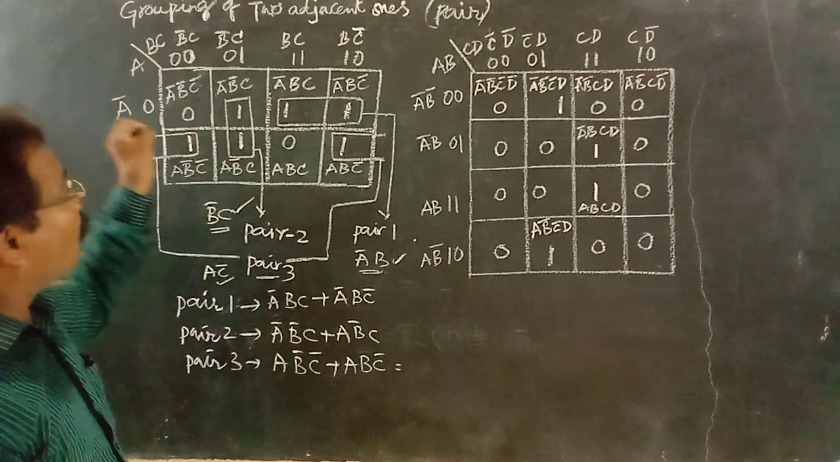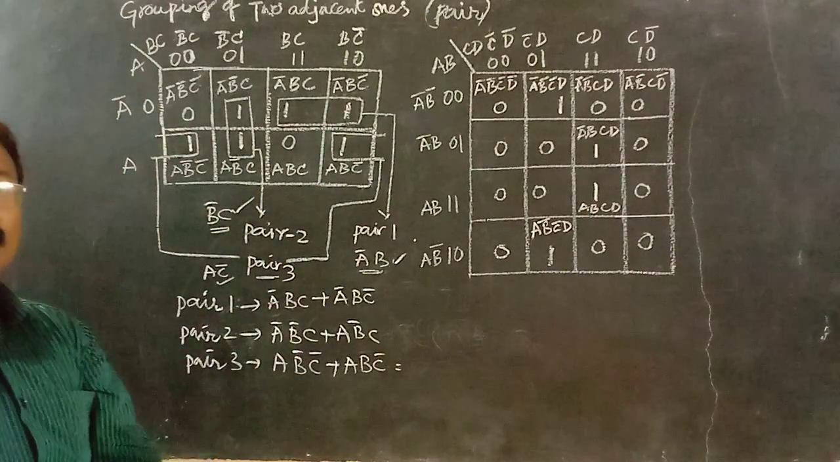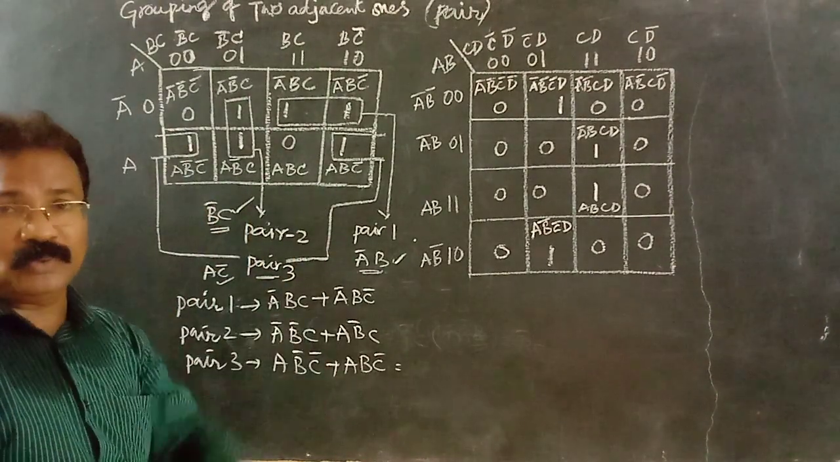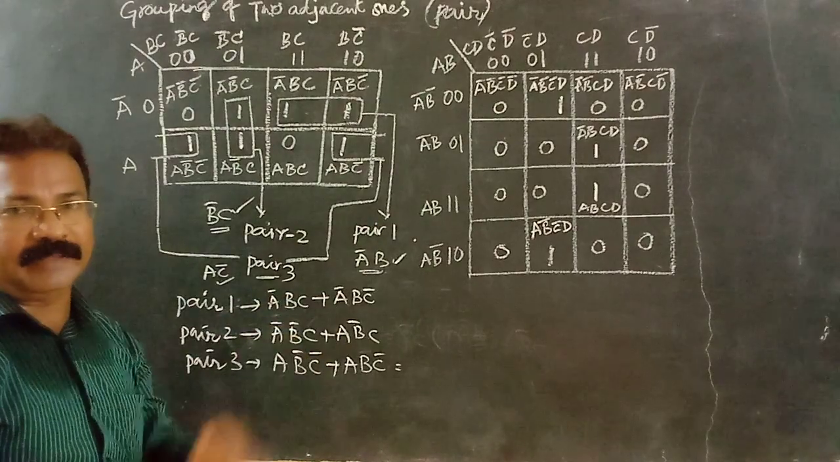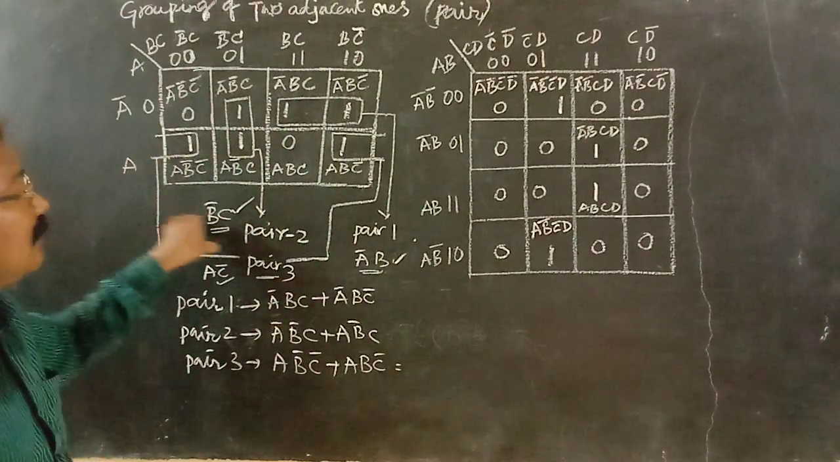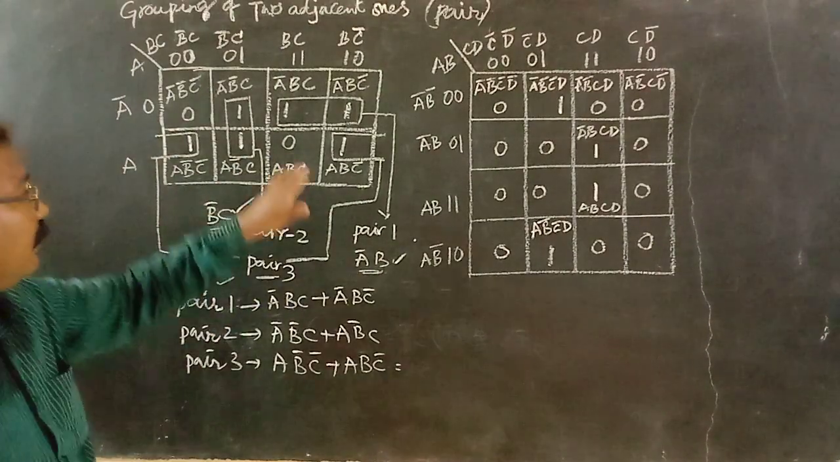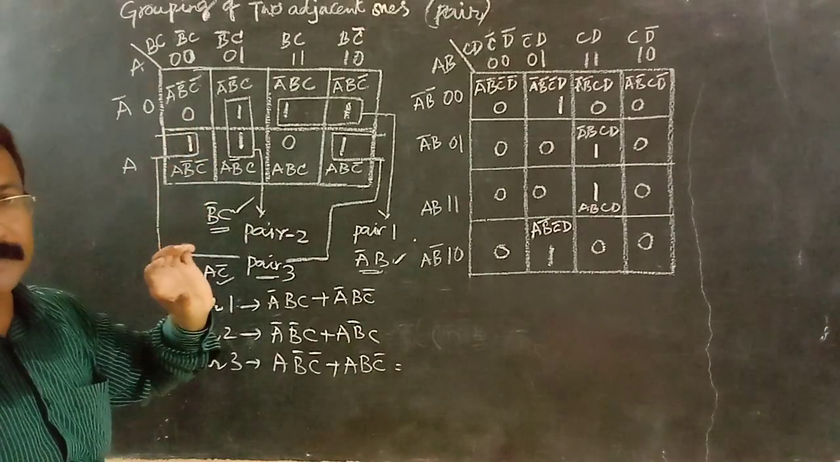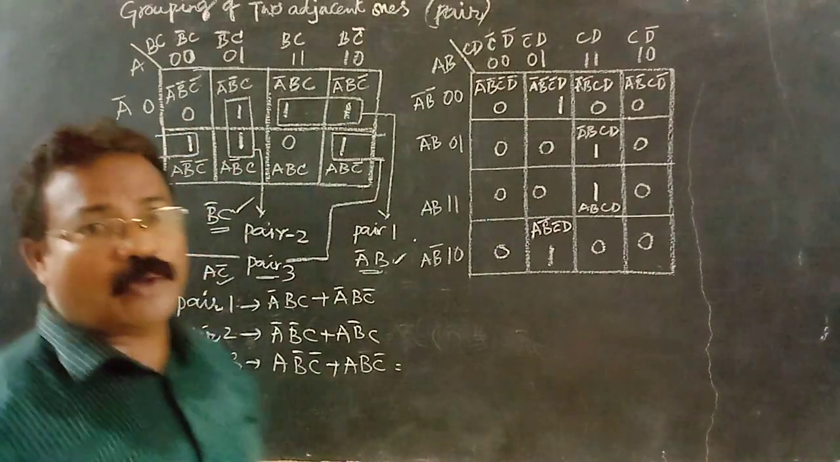So the two adjacent cells can be grouped. That is called a pair. By taking the 3 variable K-map, I am showing one example. Now we are going to see the second example.